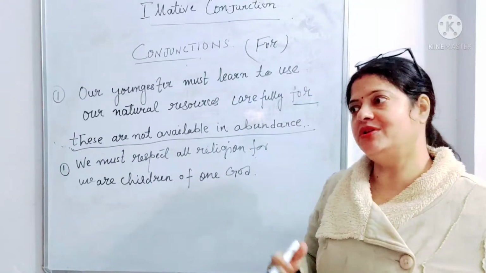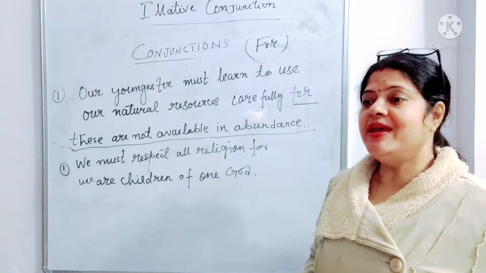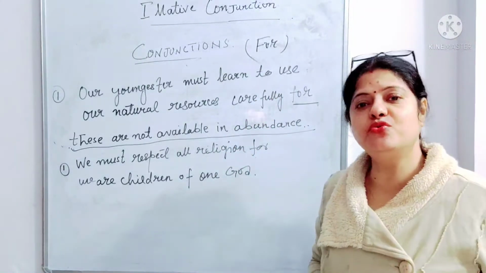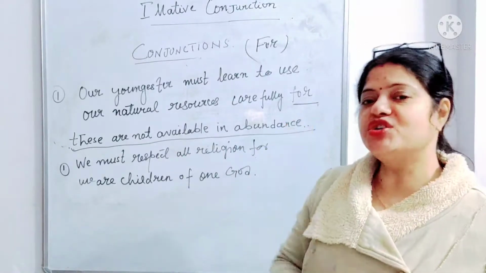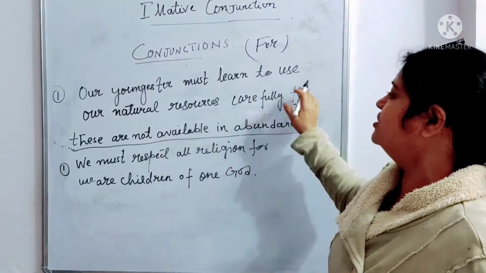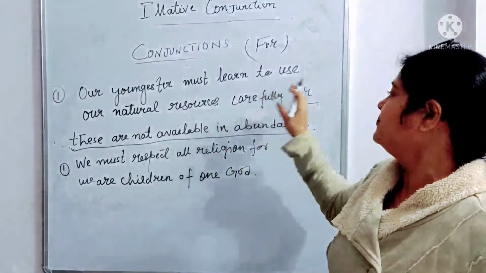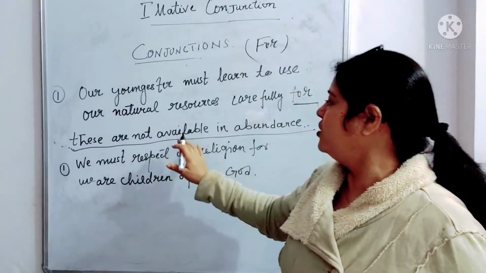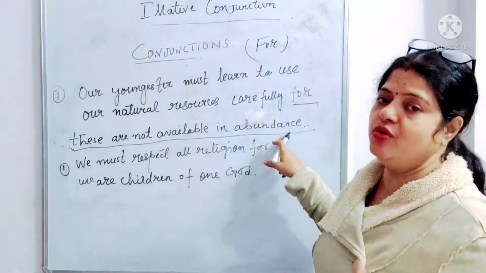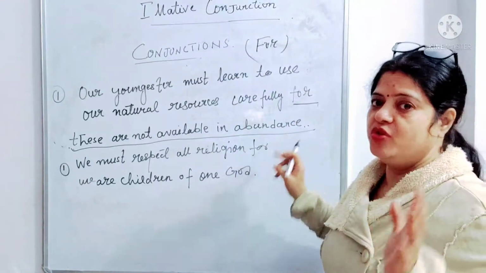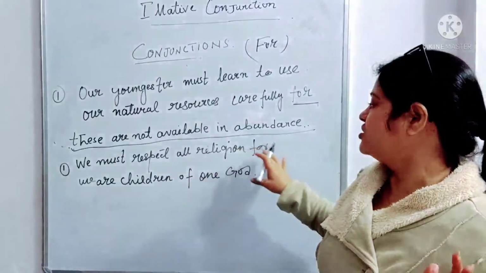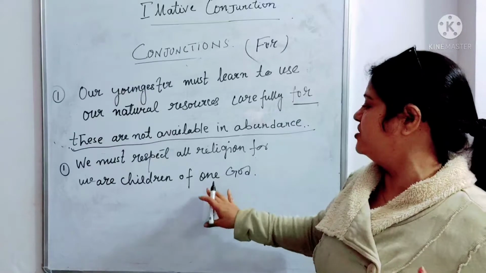Most of the learners who are learning this must have this in their mind: why can't we join these two sentences by using the conjunction because? We can use it like this. Our youngster must learn to use our natural resources carefully, because these are not available in abundance. Since this sentence is showing reason, we can also use because for it. Now let's see the second sentence. We must respect all religion because we are children of one God.